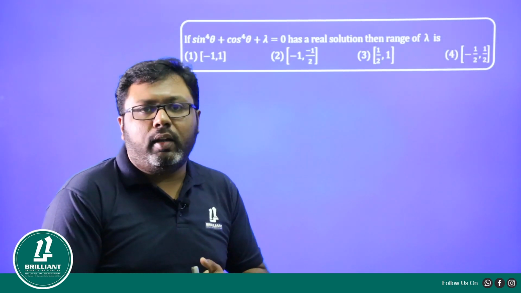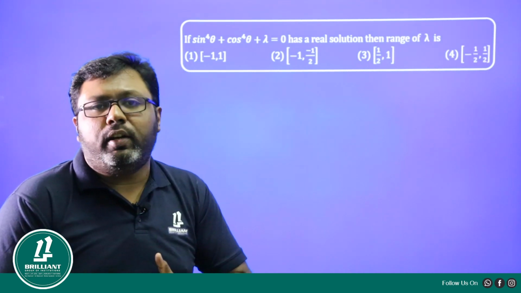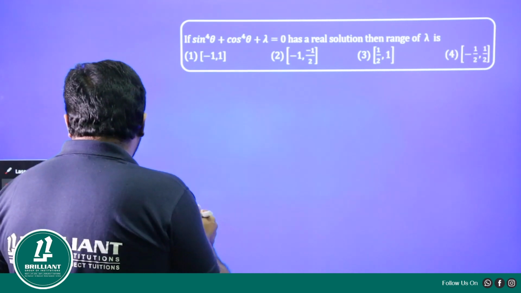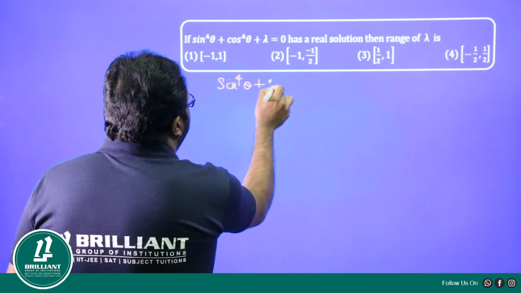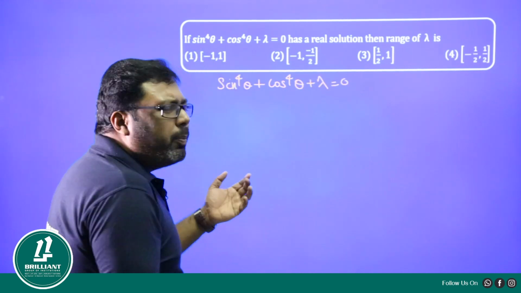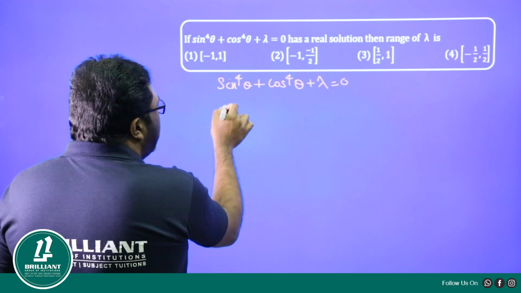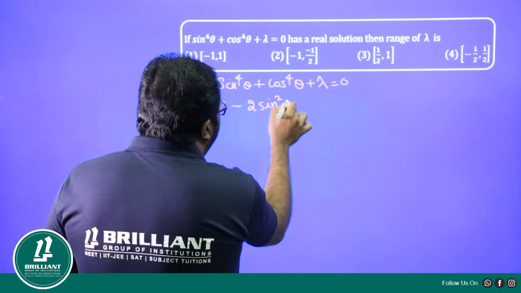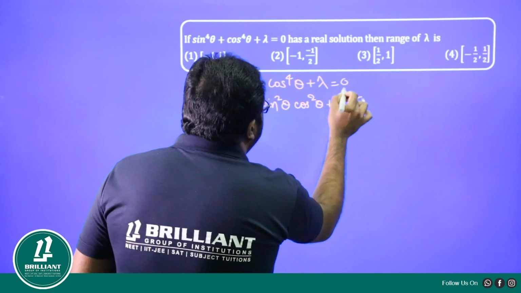Now, the next question is again very easy, much easier, because everyone is very used to the expression sine raised to 4 theta plus cos raised to 4 theta. So we can easily write the answer for that expression now. What is it? Sine raised to 4 theta plus cos raised to 4 theta plus lambda is equal to 0. It's a very common equation in trigonometry. Okay, sine raised to 4 plus cos raised to 4 is actually 1 minus 2 sine squared theta cos squared theta plus lambda equals 0.